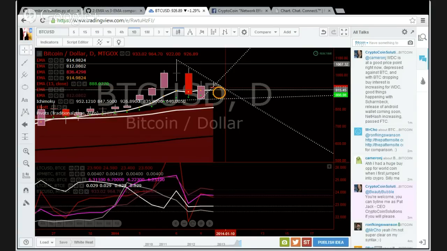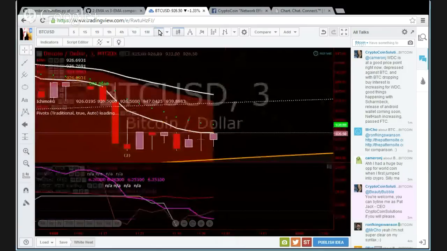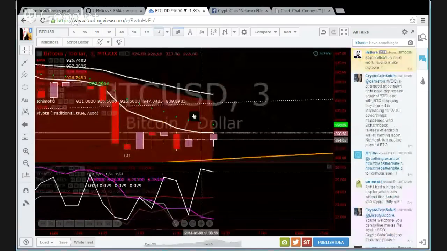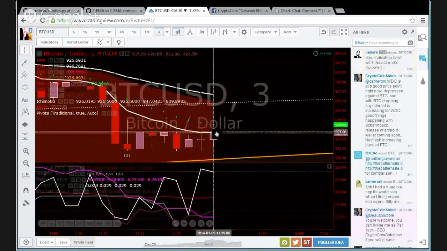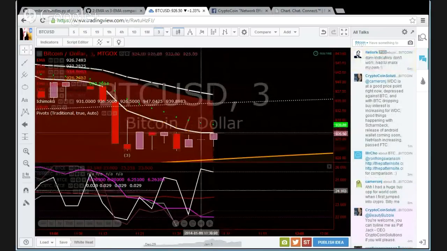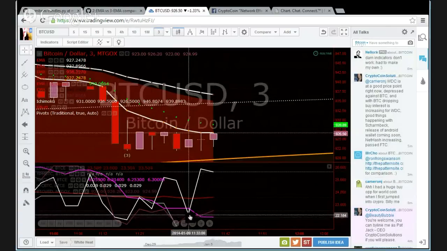And that would probably be a decent idea. And then I'll go back to the 3-minute so you guys can see the action. And there's the action on the 3-minute, and you can see that it's being pinned by many, many moving averages. And look at that little coin, the Litecoin. That is really something, isn't it? What that does.